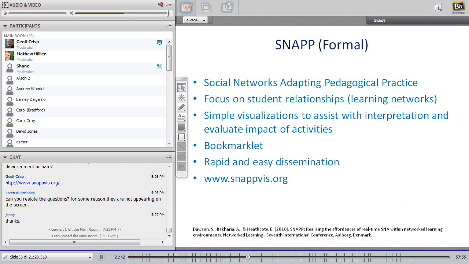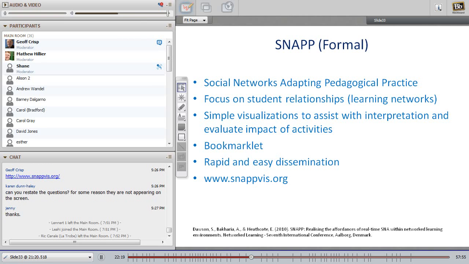So it stands for Social Networks Adapting Pedagogical Practice, and it was a way in which we wanted to get very quickly into the social side of learning and being able to visualize that. So we wanted to look at, in the learning management system, the discussion forum activity, and it's something that made more sense to faculty, to teachers, something that they could visualize rather than just a huge threaded element on a screen. So we did focus on specifically those student relationships and looking at the social collaborations that go on in that way. We wanted simple visualizations to assist with the interpretation and evaluate the impact of activity.